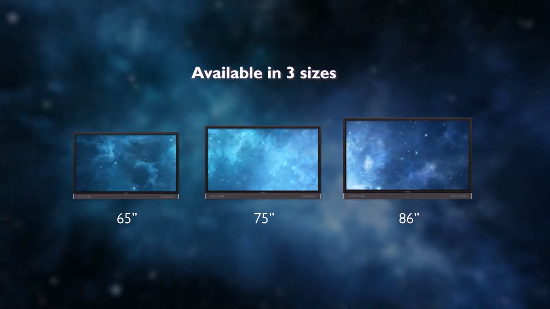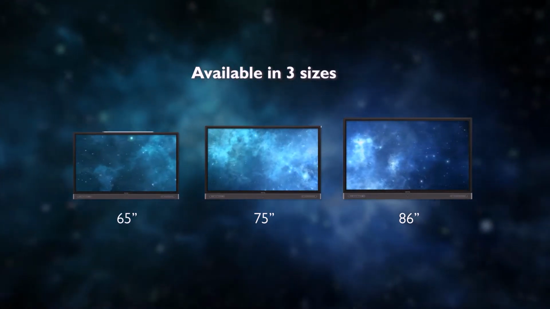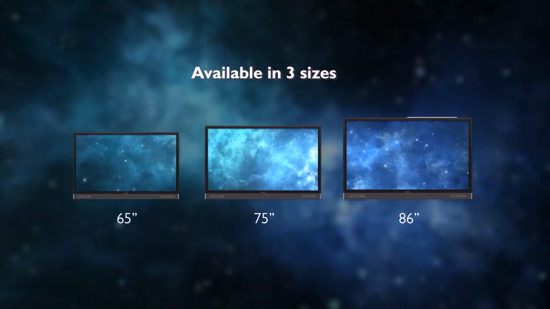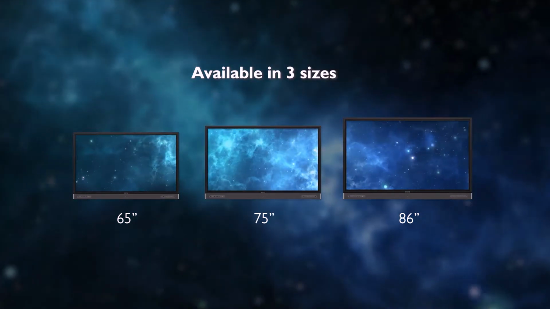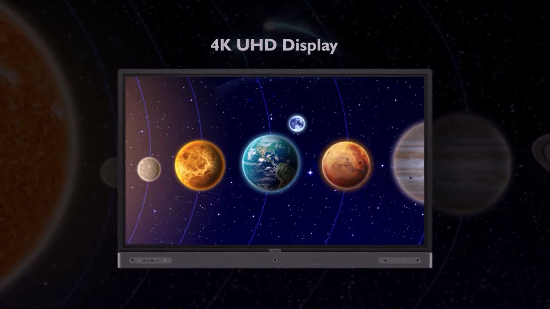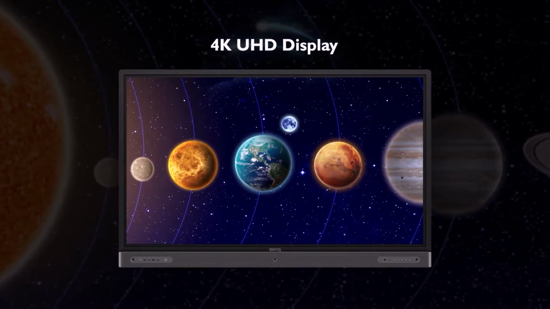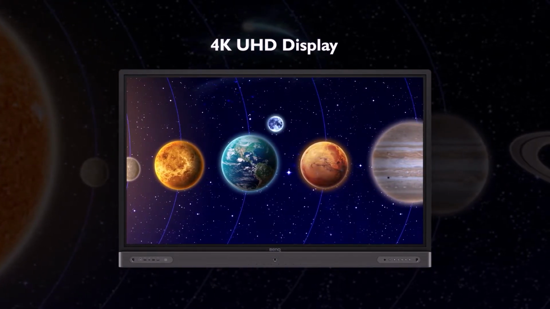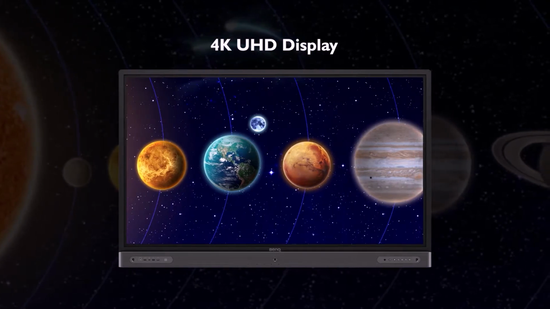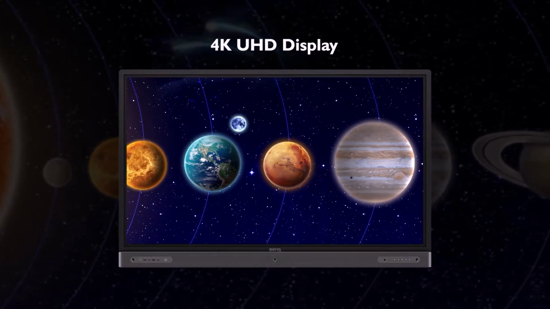The RP comes in three sizes, 65, 75, and 86 inches, to fit any type of classroom. Its 4K screen delivers vivid picture quality, offering four times more detail than full HD displays, giving teachers and students a better visual experience.